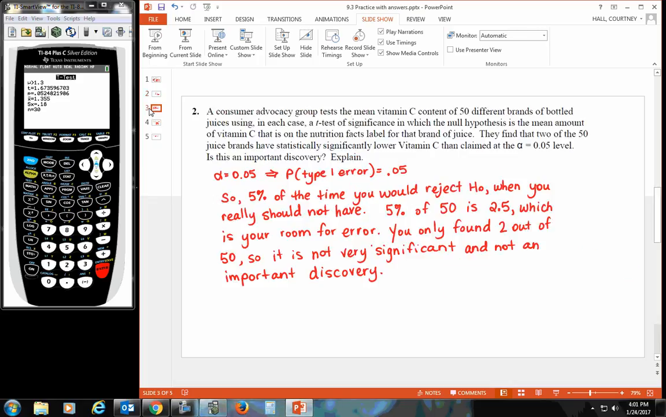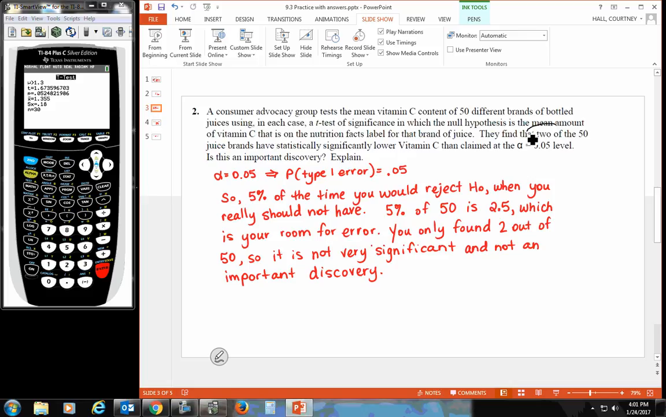Okay, number 2, a consumer advocacy group tests the mean vitamin C content of 50 different brands of bottled juices using, in each case, a t-test of significance, and the null hypothesis is the mean amount of vitamin C that is on the nutrition facts label for that brand of juice. They find that 2 of the 50 juice brands have statistically significantly lower vitamin C than claimed at the alpha is 0.05 level. Is this an important discovery, and explain?